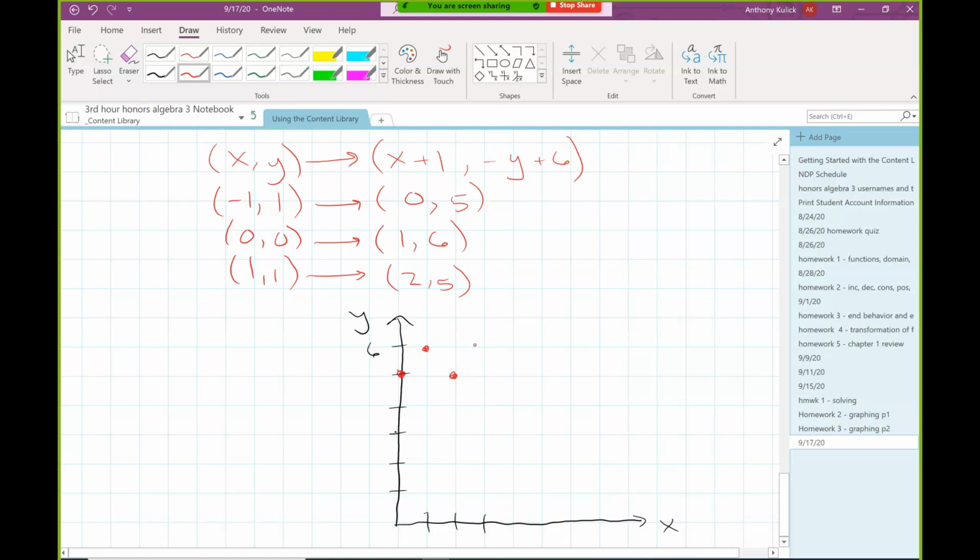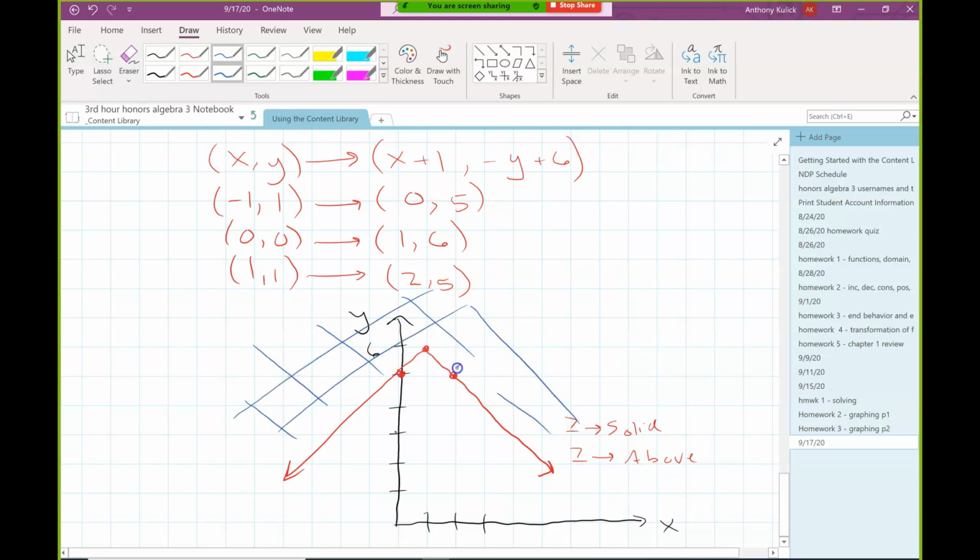Should I draw this as a solid line or a dashed line? Solid, very good. And we know it's going to be solid because it's a greater than or equal to inequality. Okay. And then should we be shading above or below? Above. Good. This way. So that's going to be above. So there's my graph.